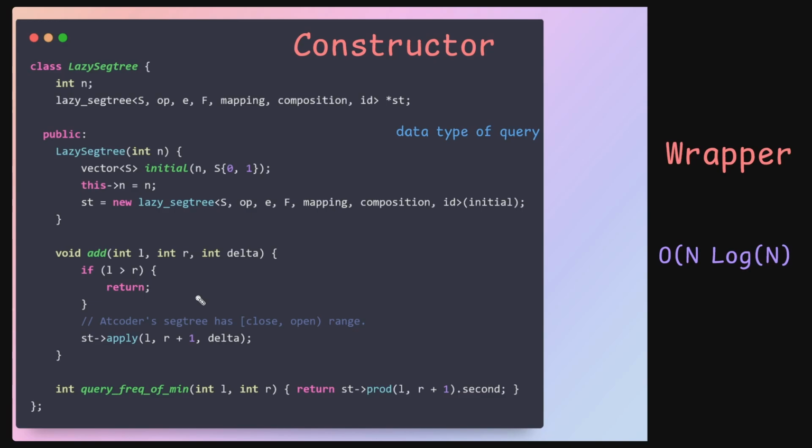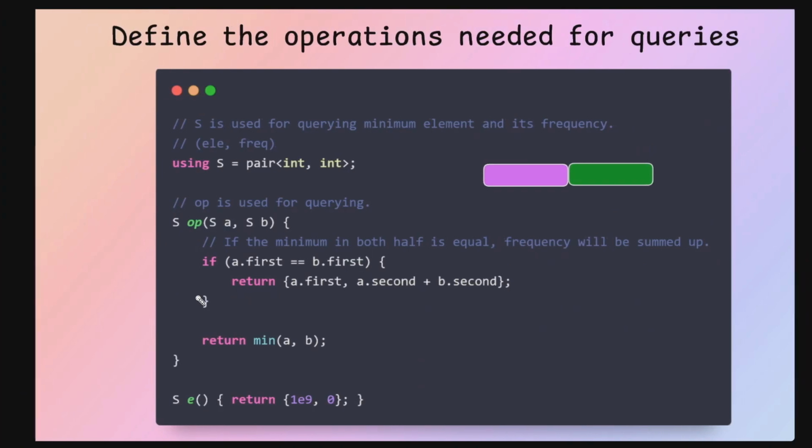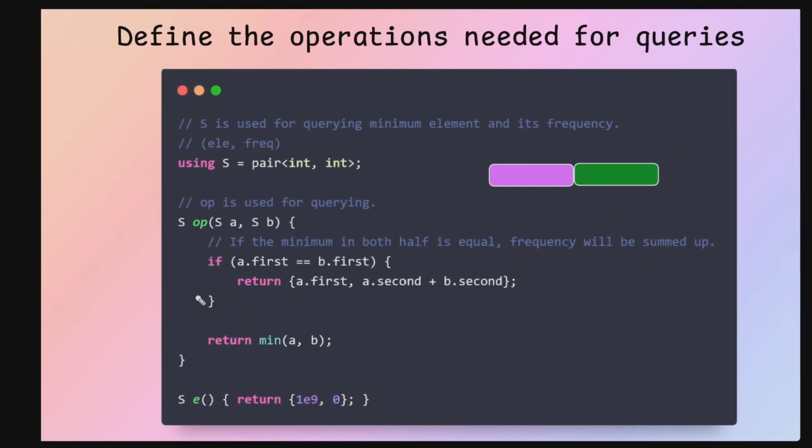But with Atcoder, you don't even need to think about how the point updates or range updates will happen, because it only asks you how you want to combine the queries, and it says that, hey, let me handle the updates, you just tell me how to combine the queries. So that is why you only see a single function called op in a normal segment tree.